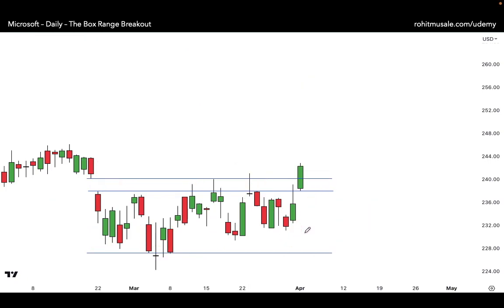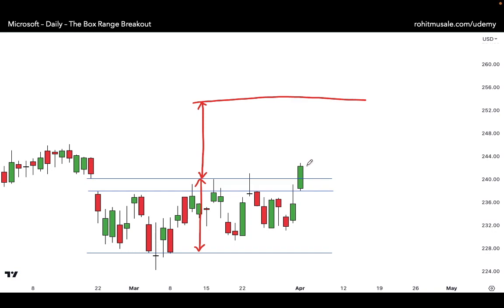But anyways, just eyeballing this, you can clearly tell that the price has been sandwiched between these two levels, correct? Now, when the box range happens and when there is a breakout in either direction, what you have to do is measure this distance and then project that same distance upwards. That becomes your target. So something like this, that should become your target.